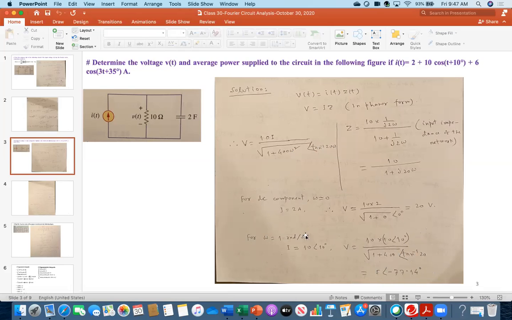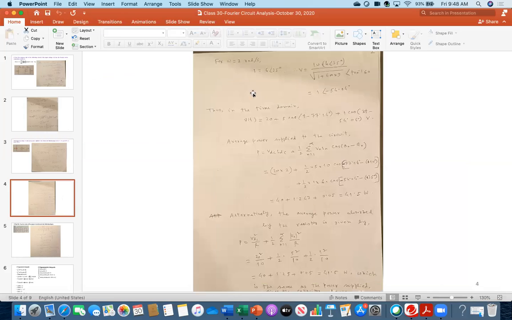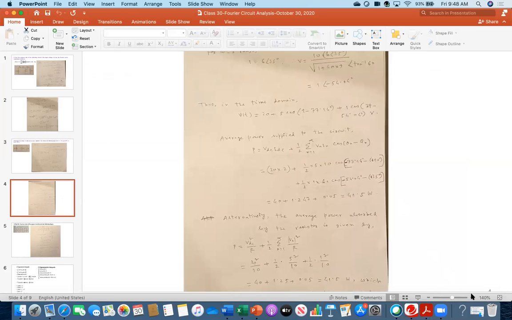Everybody, could you follow me, what I did here? This portion is with respect to the second component, the second term, because that is your current. You assume that current applies here. That is the meaning of this portion. Then you consider the third term, which is 6 cosine of 3t plus 35 degree. That is your third term. Now everybody see that I am writing here.